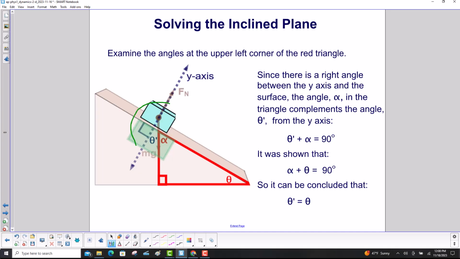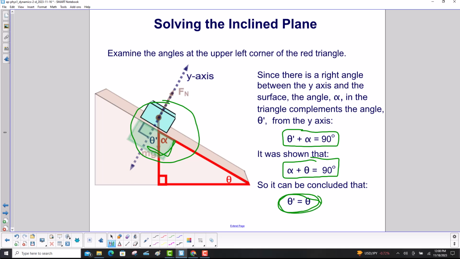Now examine the angles at the upper left corner of this red triangle. Since there's a right angle between the y-axis and the surface, right here, the angle alpha in the triangle complements the angle theta prime from the y-axis. So we can say that theta prime plus alpha equals 90 degrees. We also showed earlier, previous slide, alpha plus theta equals 90 degrees. So we set those two equal to each other and we find that theta prime is equal to theta.